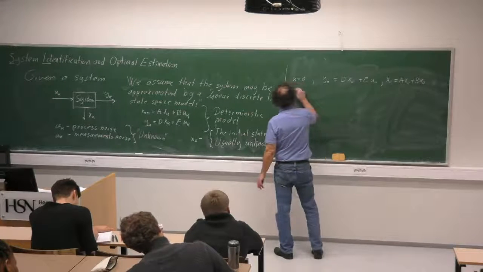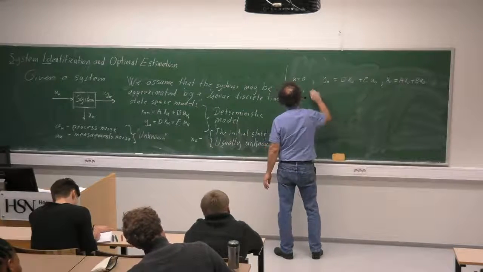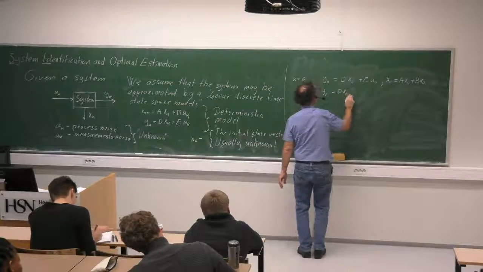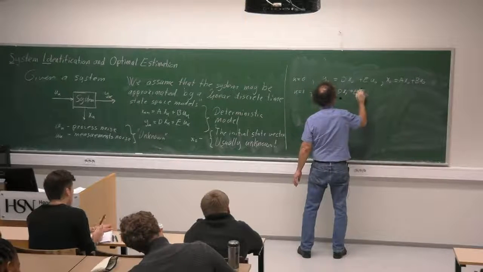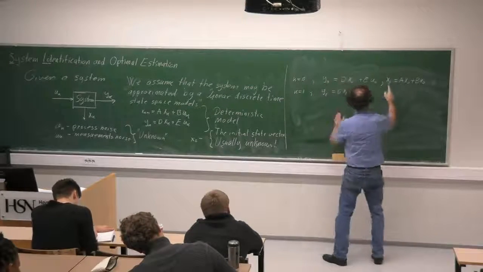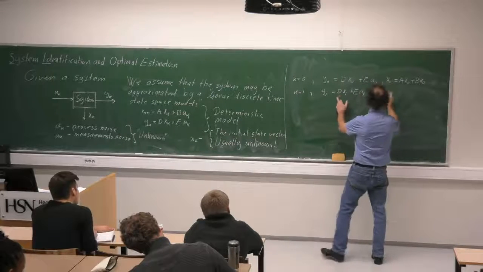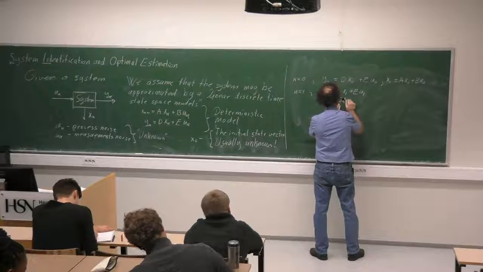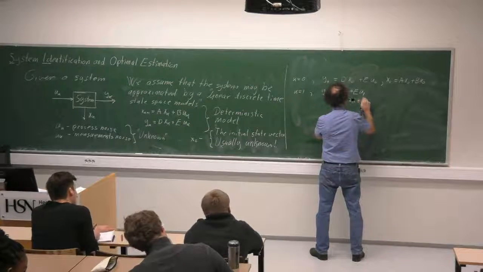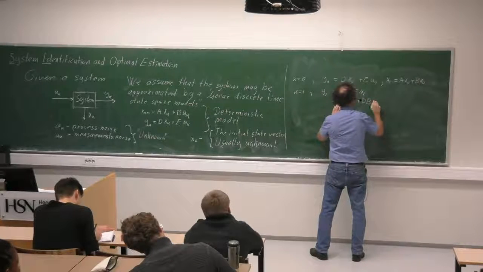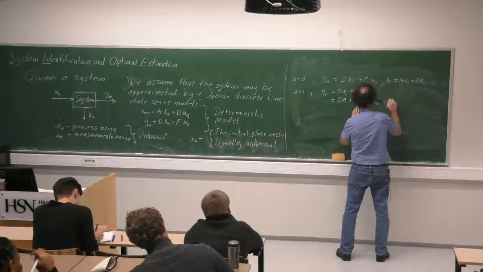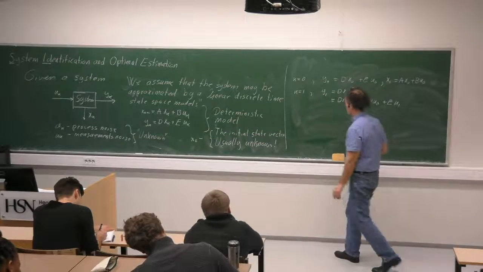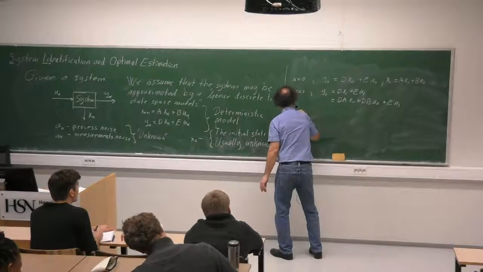And now at time k equal to 1, we have that y1 is D x1 plus E u1. I'm putting in x1 here. We obtain D A x0 plus D B u0 plus E u1. Let us take also discrete time k equal to 2.